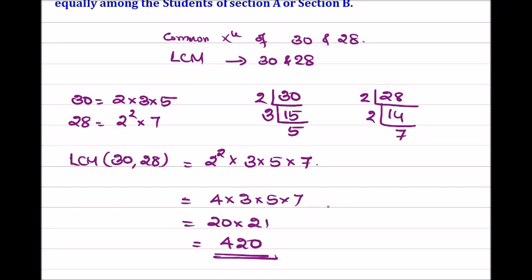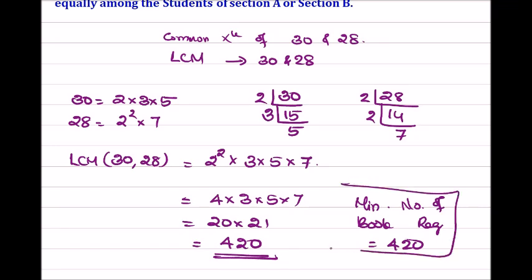420. That is the minimum number of books required, 420, to distribute among the classes. This is the final answer.